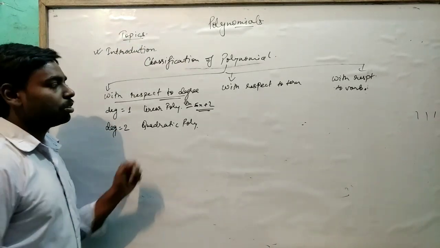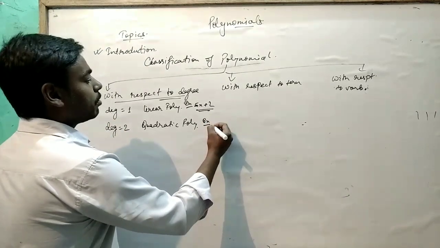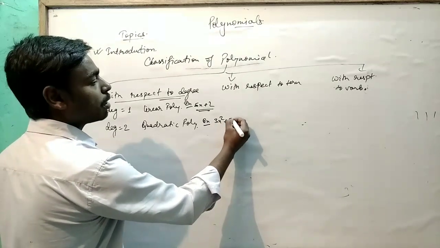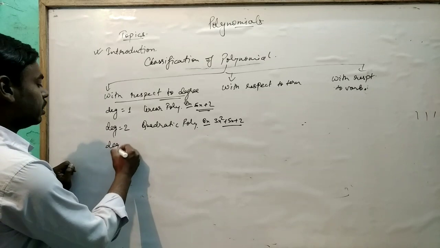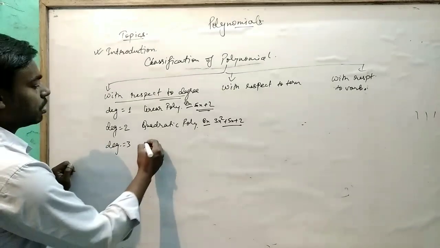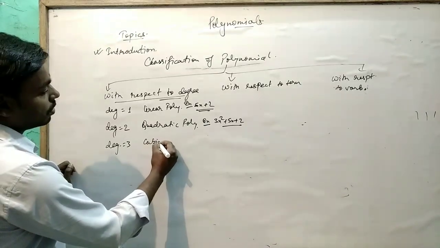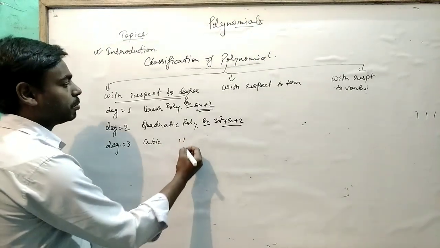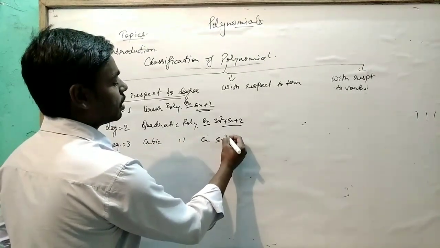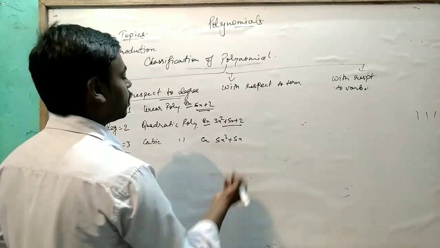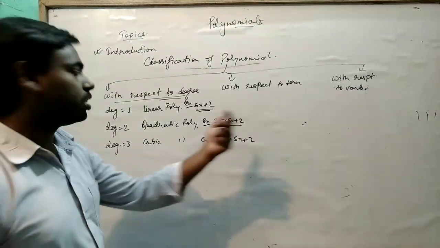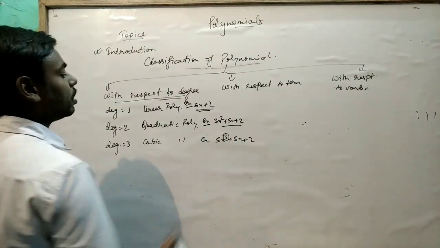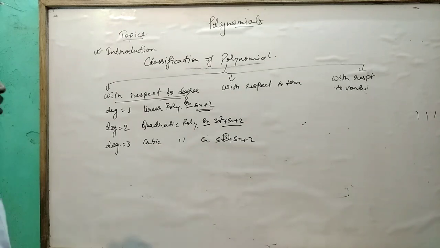Degree 2 is called quadratic polynomial. Example, 3x square plus 5x plus 2. Again, next, degree 3 is called cubic polynomial. Example, 5x cube plus 5x plus 2, or 5x cube plus 2, anything, but the degree is 3. So it is a cubic polynomial.